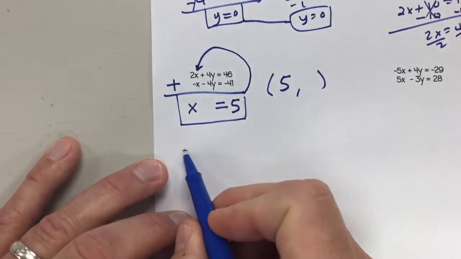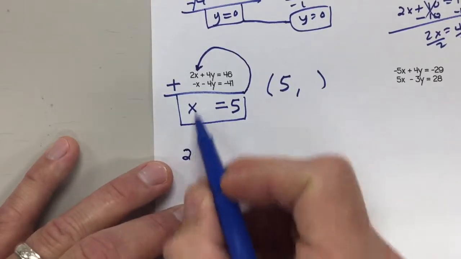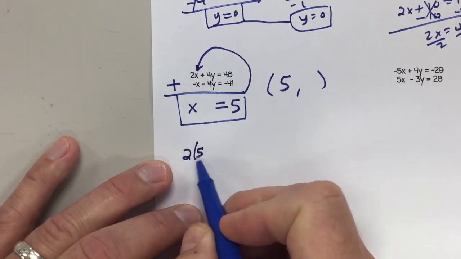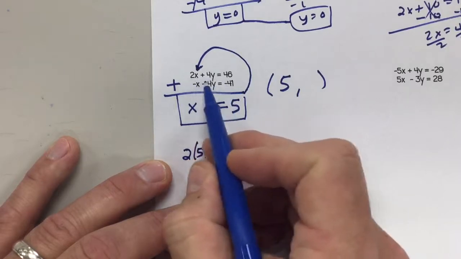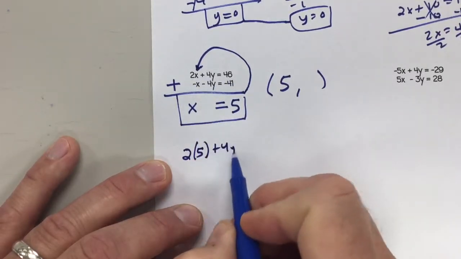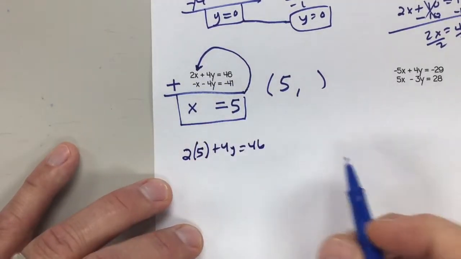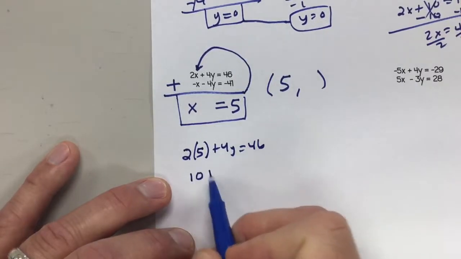So I'm going to plug that 5 in for x. So I'm going to rewrite the equation. 2, put 5 in parentheses, that's my x. And then I have plus 4y equals 46. Now, 2 times 5 is 10.